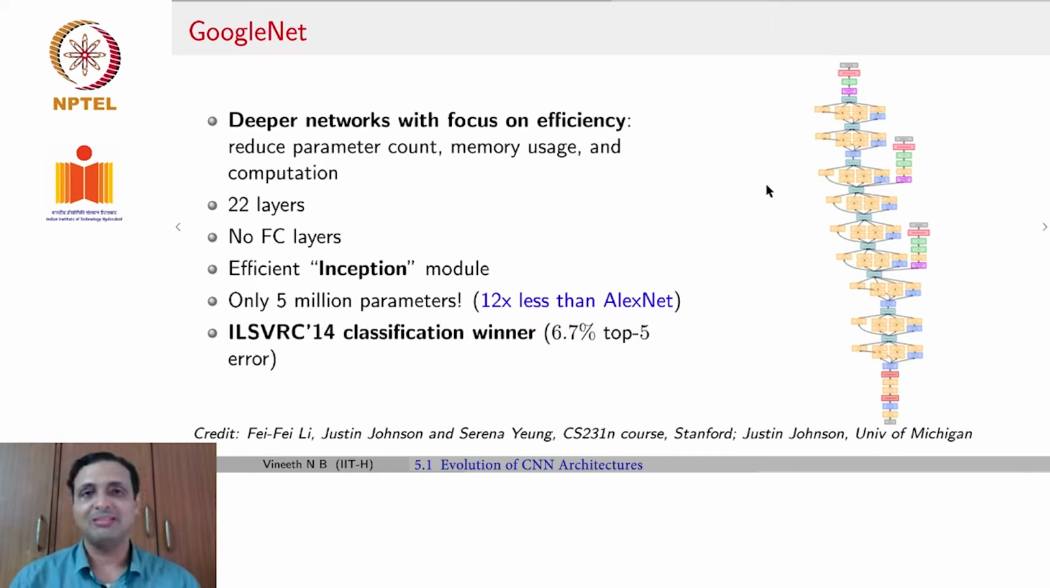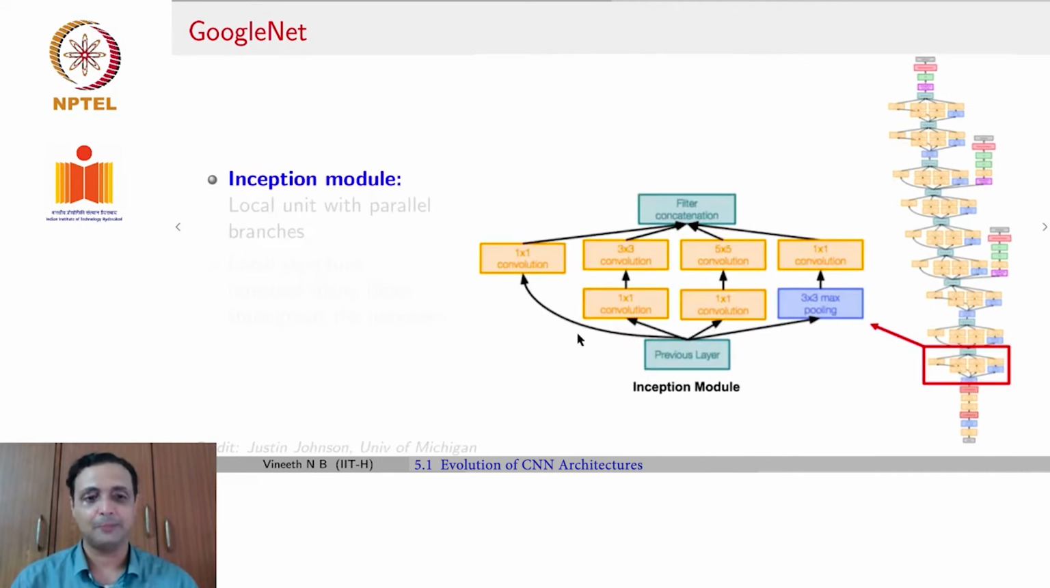And it was the winner in the 2014 ImageNet Challenge ahead of VGG. VGG was a runner-up that year, and GoogLeNet won the challenge with a 6.7% top 5 error. So as you can see, every year as the networks got deeper, the error started dropping significantly. Let's now talk about the Inception module, which was a key innovation in their approach.